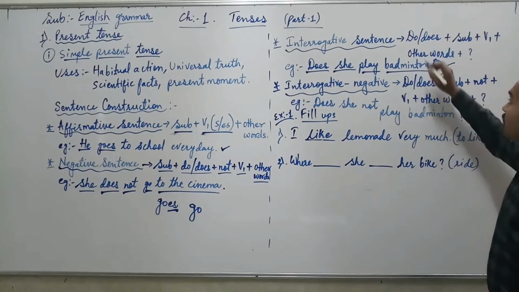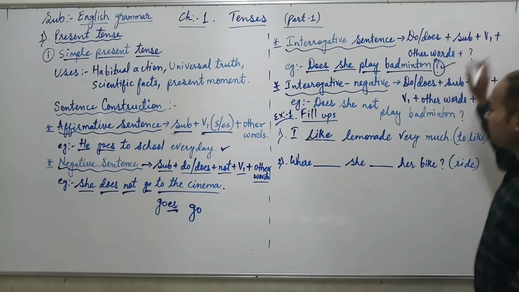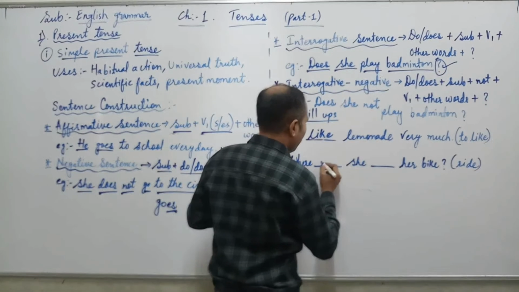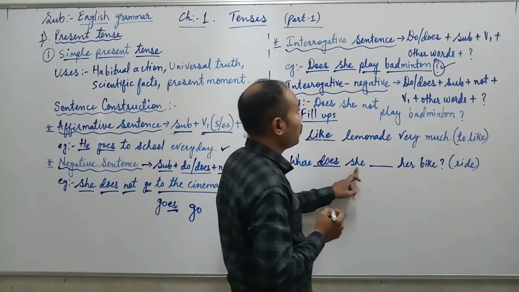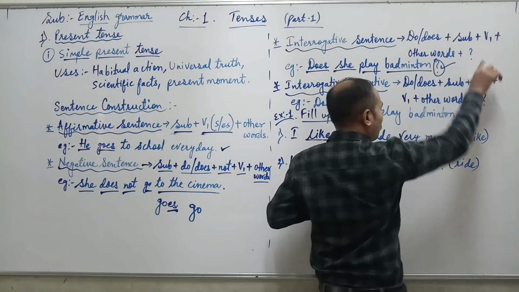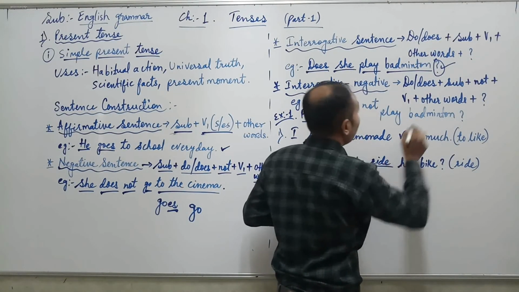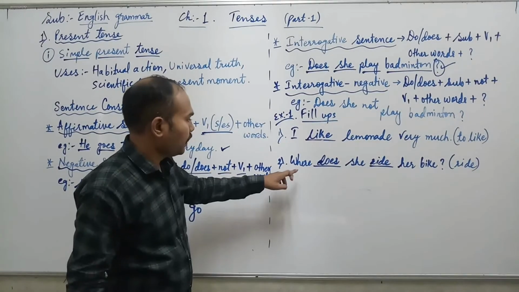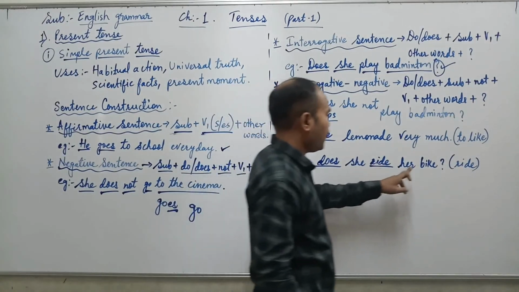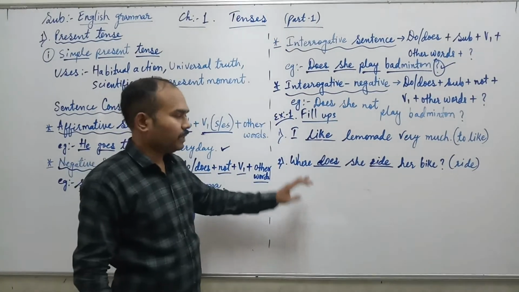So following the structure to make an interrogative: do, does, subject, verb. So here we will write do, does, then comes the subject, then comes the verb. Verb is what? Verb is ride. And after the verb, the other words are already given over here. So it is, where does she ride her bike? Question mark. Okay, these are very simple things.